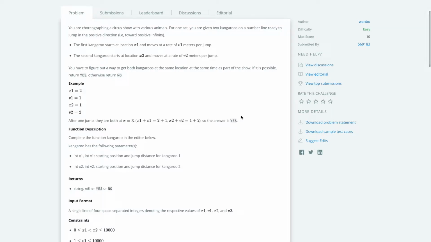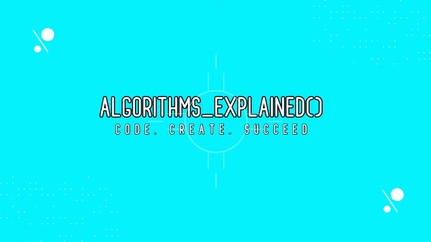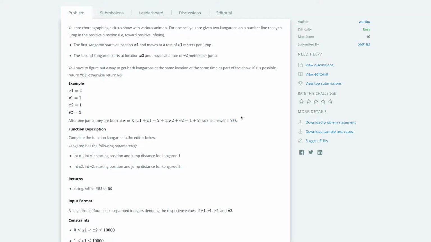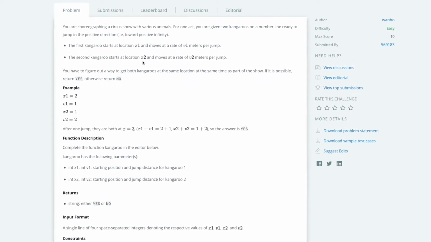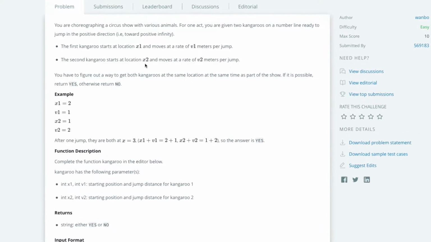Where is the kangaroo? Right, so this is the number line problem, or the number line jumps problem, in HackerRank. And you have two kangaroos. The first kangaroo starts at location x1, and the second kangaroo starts at location x2.